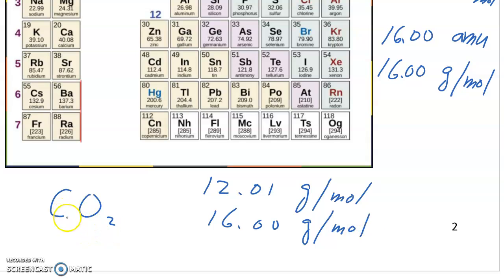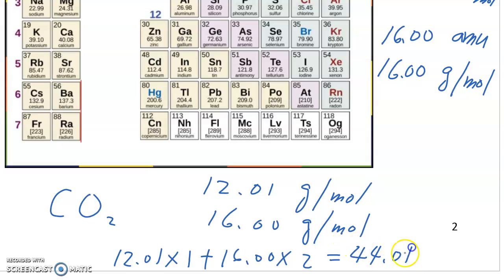So what will be the molecular weight for carbon dioxide? It will be 12.01 from carbon times 1 plus oxygen 16.00 times 2. So what I would get is 12.01 plus, I get 44.01. 44.01. What will be the unit? The unit will be gram per mole. Okay, let's work on another exercise.